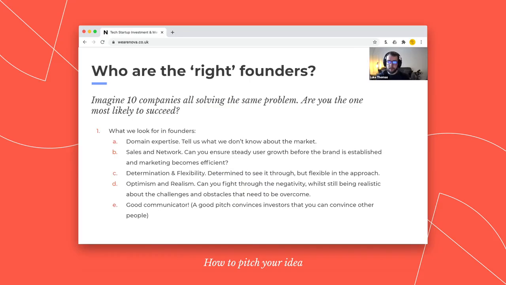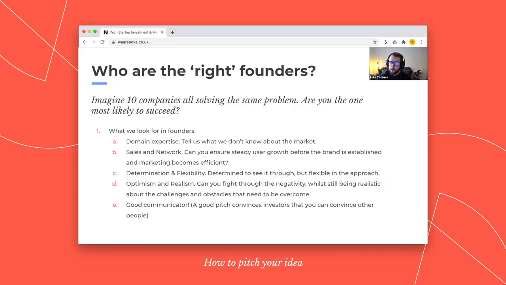So be determined in your overall goal. I want to create a company to solve this problem. I want to grow it really fast, and I want to work with technology to do it. But then be flexible in, we've got our initial customers. We need to go through many iterations of product.